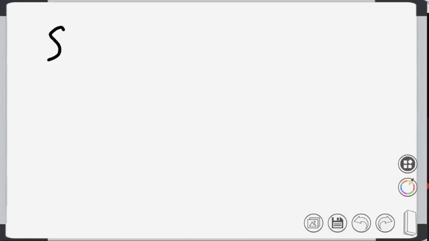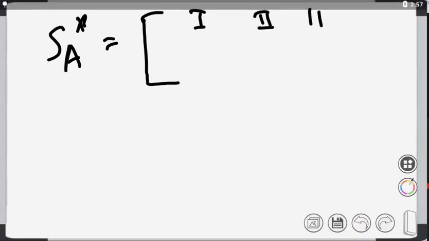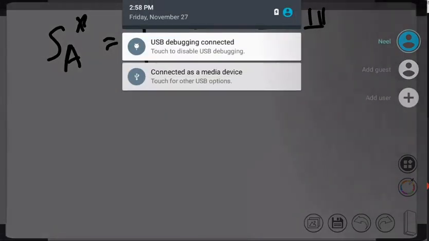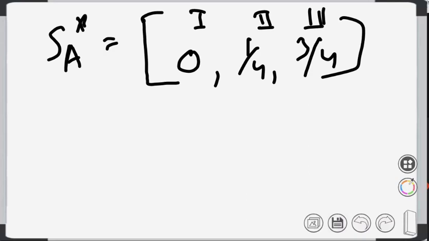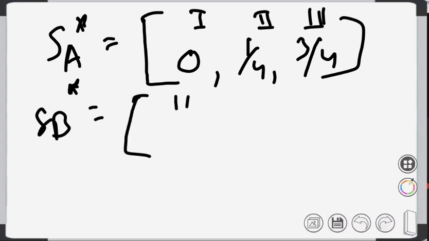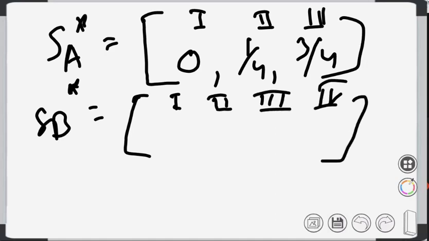Finally, we will write down the answer as S star. A had three strategies, 1, 2, and 3. What we get for A is 0, 1 by 4 and 3 by 4, isn't it? Yes, sir. And S B star, just tell me. B had four strategies, 1, 2, 3 and 4. So for B, which are the strategies that were removed?